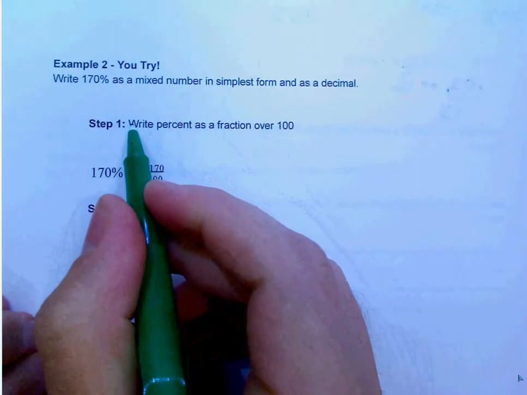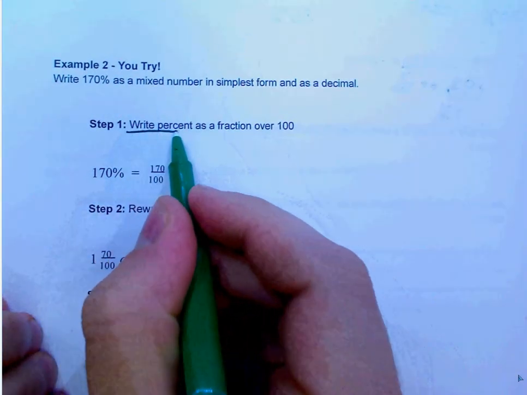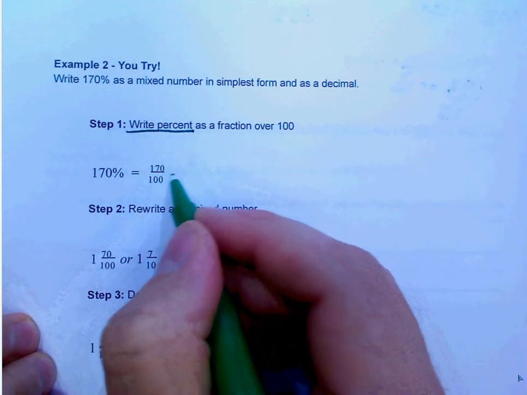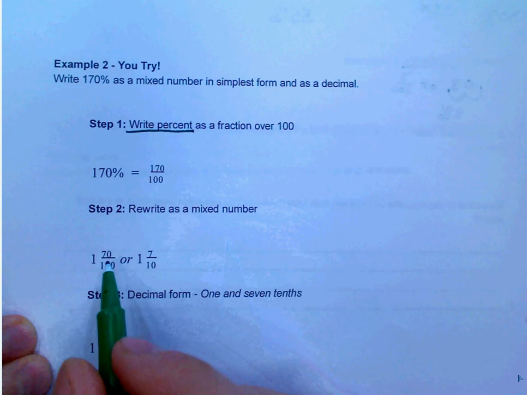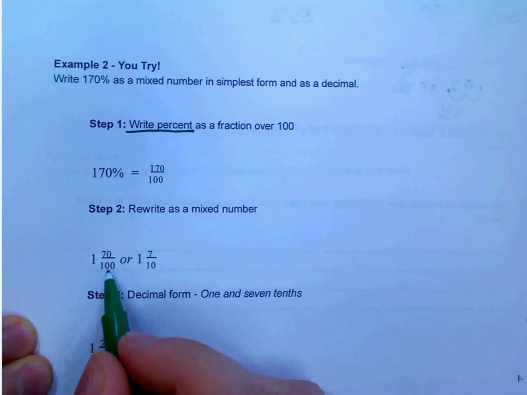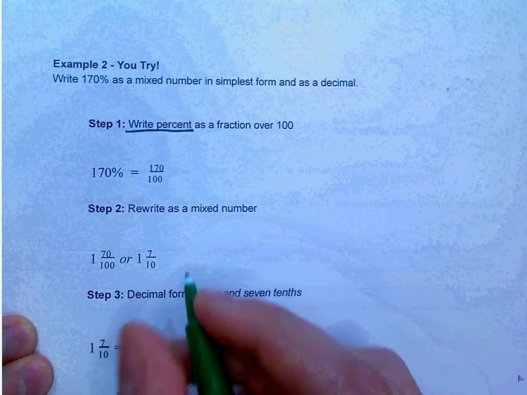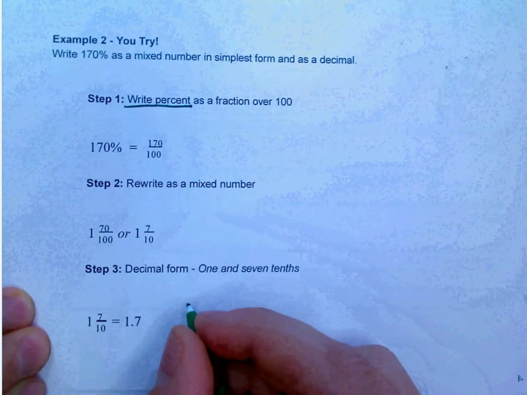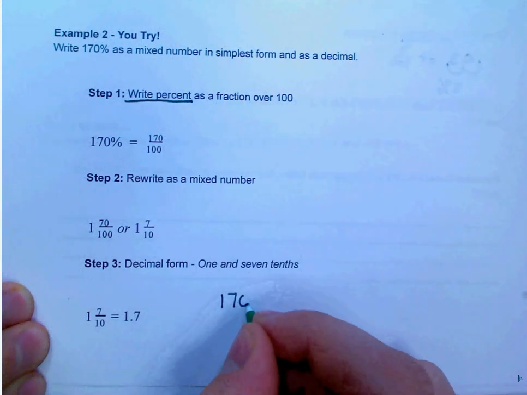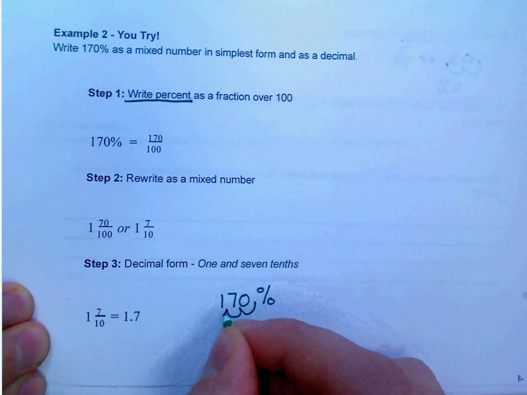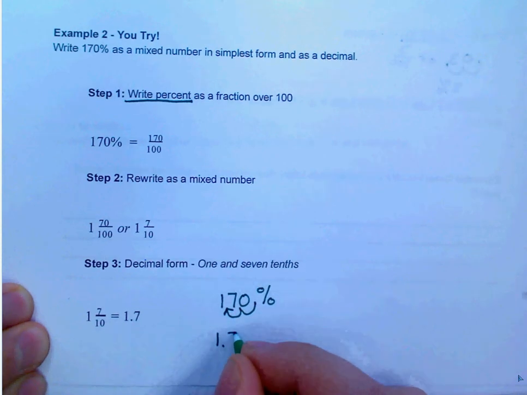So, percent means out of 100. So if I have 170%, it's 170 over 100, which is 1 and 70 hundredths, or 1 and 7/10, as we have here. We can also take this 170%, put in our decimal, move it 2 places to the left. I have 1 and 7/10.